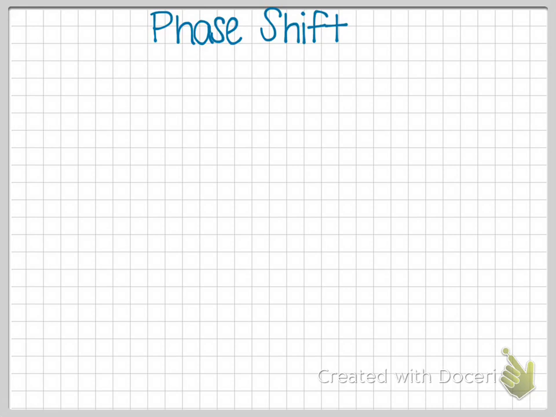So if you remember from last time we were together, the way we're going to find phase shift is we are going to take the opposite of C over B. And it's going to shift us left and right. So the best thing to do is just go ahead and jump into an example.